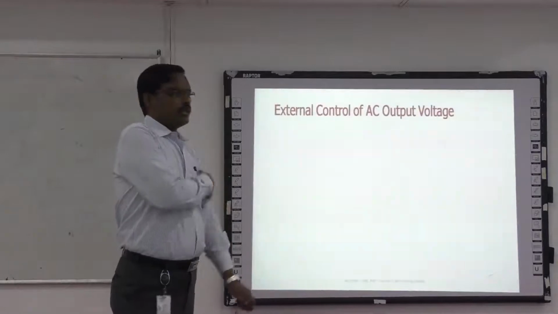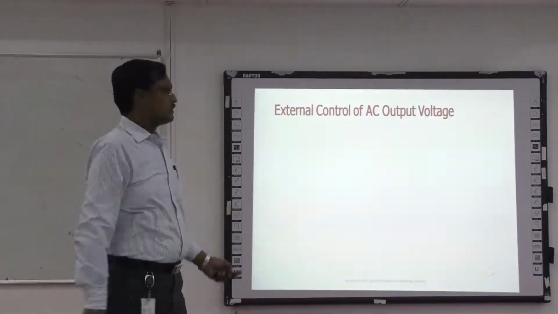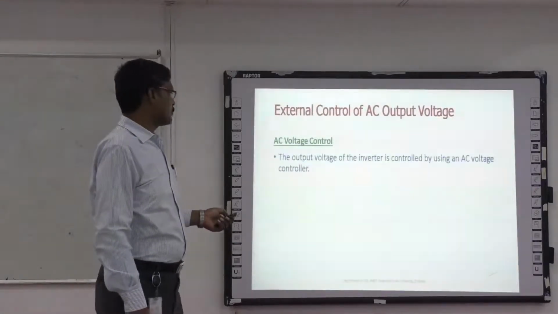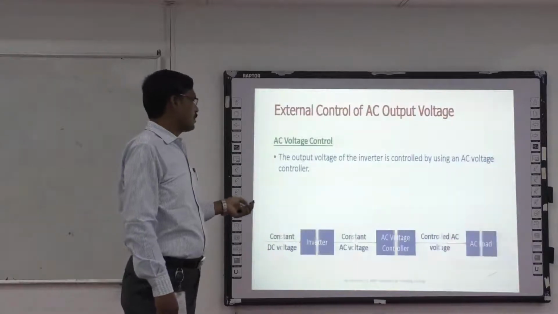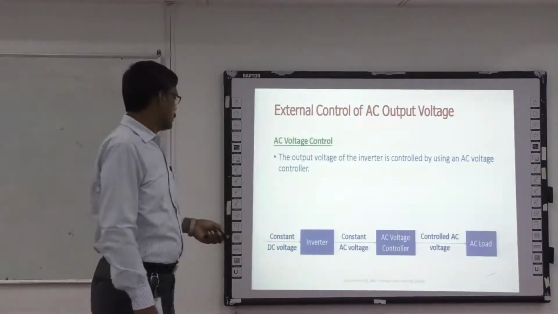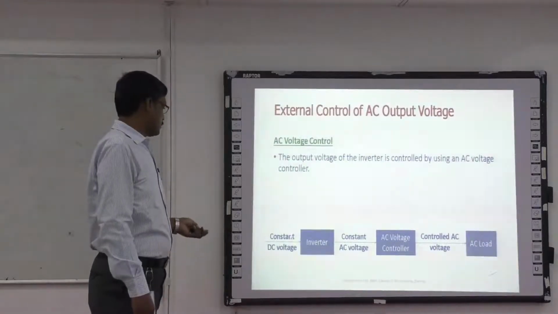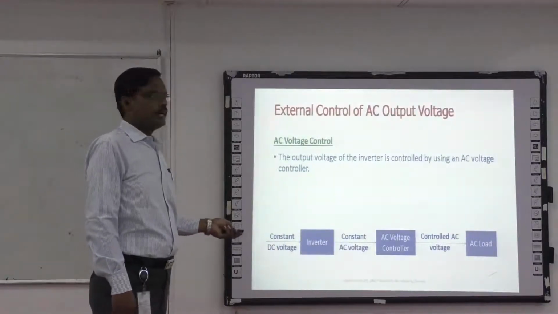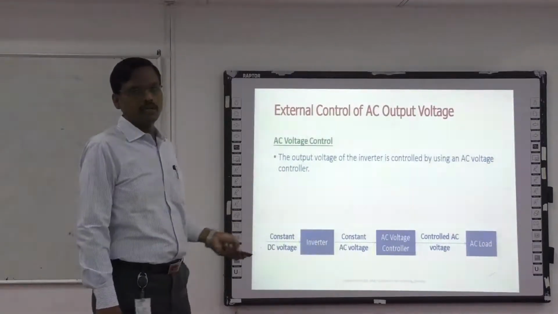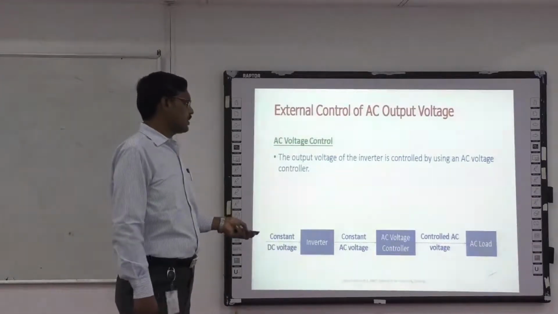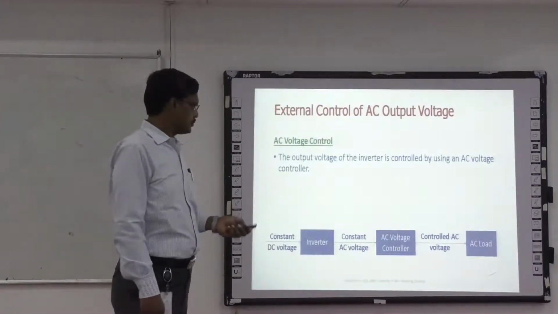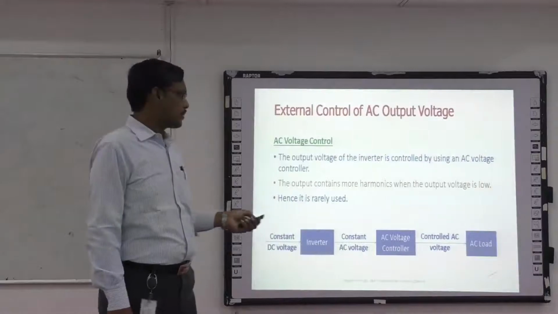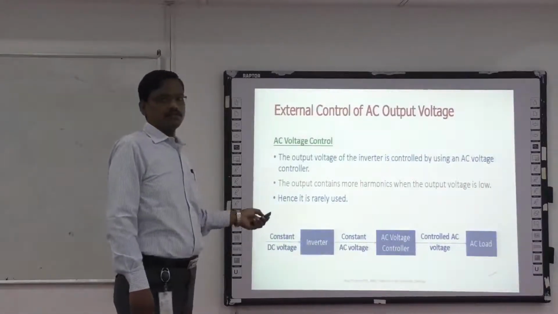So first we will discuss the external control of AC voltage. To control the AC voltage, we can control the output voltage by using an AC voltage controller. For example, if we have a constant DC voltage, this will be given to the inverter so that we will get a constant AC output voltage. This constant AC output voltage is again given to the AC voltage controller, which can control the output voltage to suit your load. This is one method. This method's output contains a large number of harmonics, and that is why it is very rarely used.